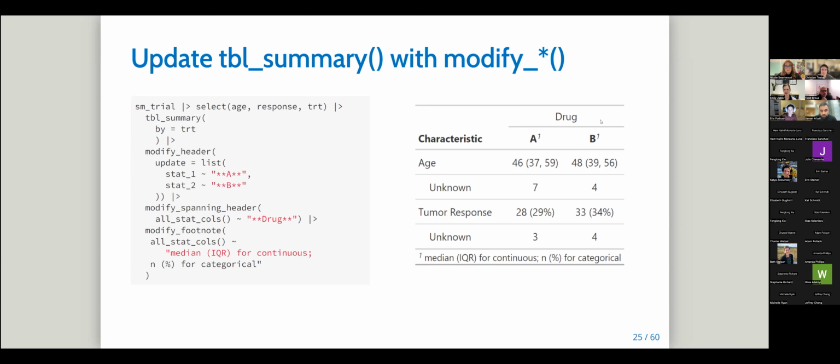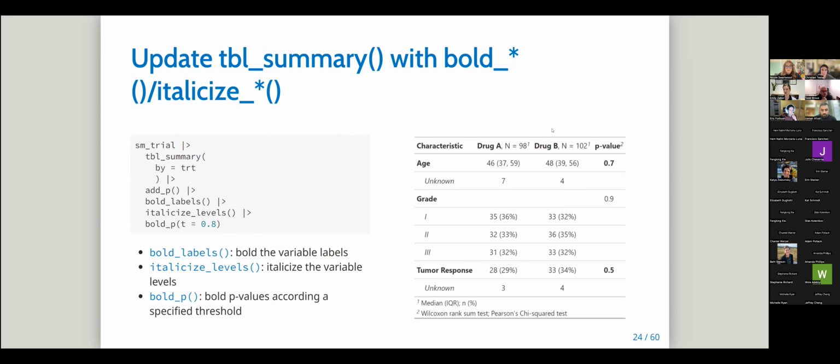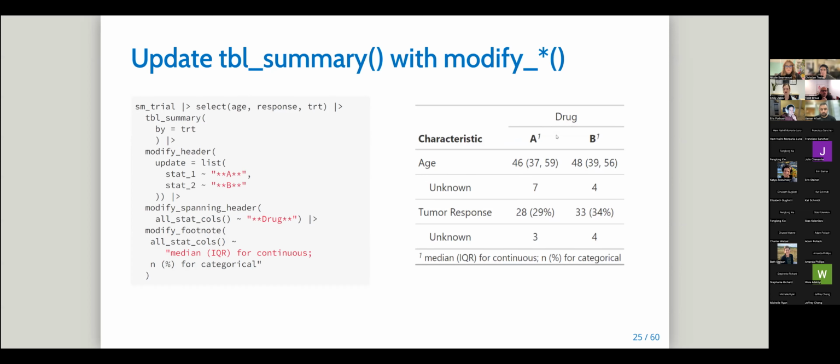And then I can also modify the spanning header. I think before there wasn't one at all by default. So now instead of saying drug A and drug B, I'm going to put drug over them. And I can see I have drug A and drug B. And I do that with modify spanning header.